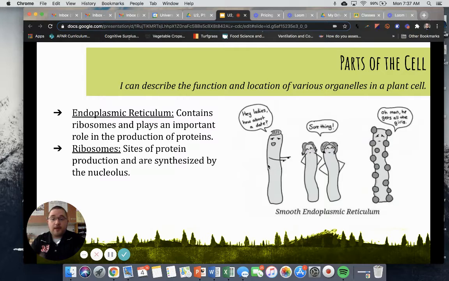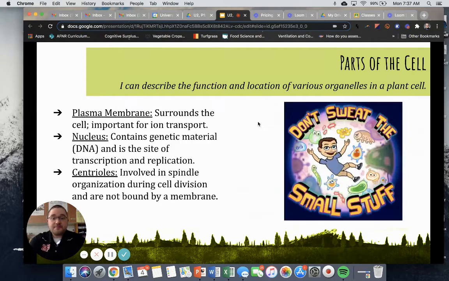So this is going to be a quick overview of the different cell parts. First, we have the endoplasmic reticulum, and this is what contains ribosomes and plays an important role in the production of proteins within cells. Ribosomes then are the sites of protein production and are synthesized by the nucleolus. Okay? The way I like to remember that is ribosome and protein. There's an R within protein, so ribosome protein. That helps me at least.